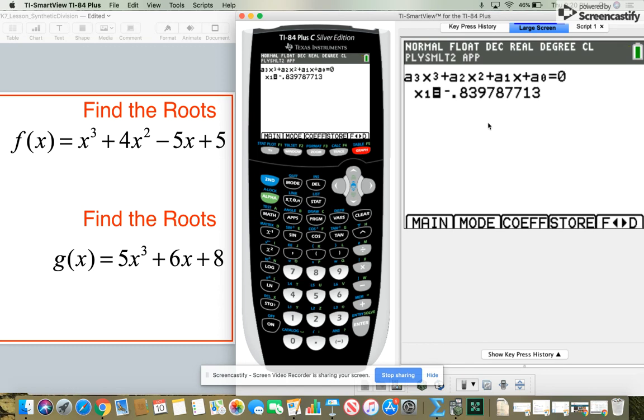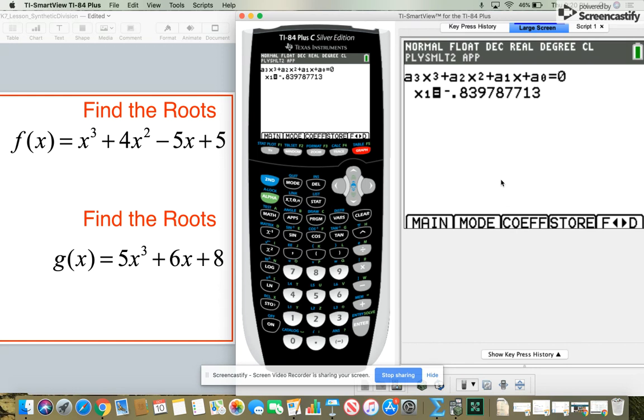And here I get that there's only one root. If you look over here, we can actually go from fraction to decimal or decimal to fraction. This one's not quite doing that for me, but it looks like that's an option down here. So negative 0.839787713 is going to be the root for this polynomial.